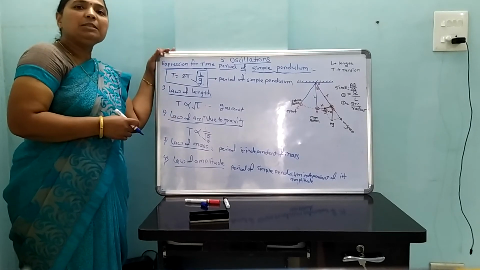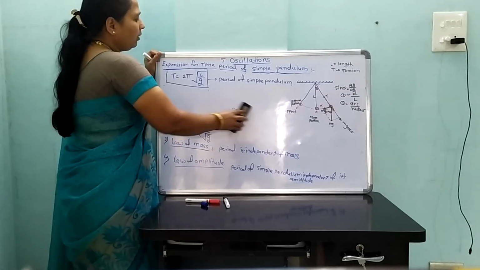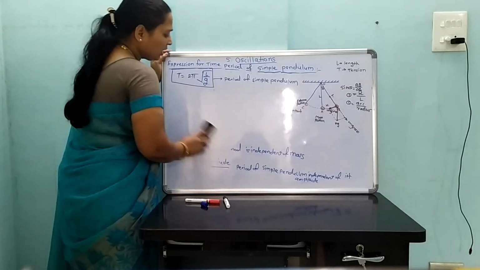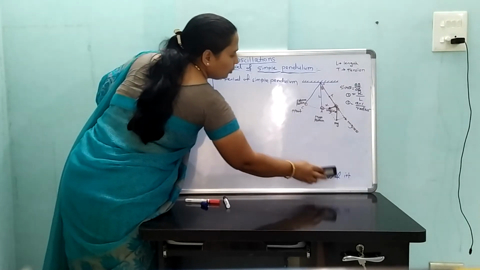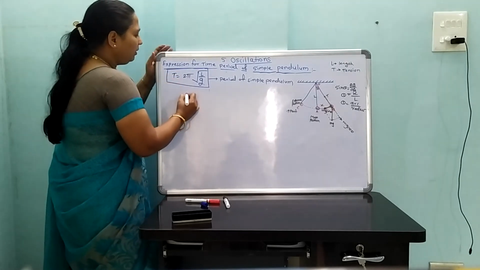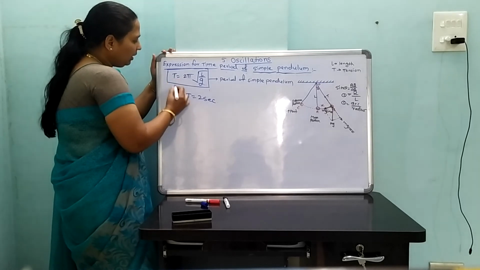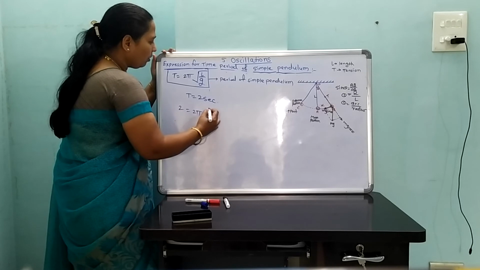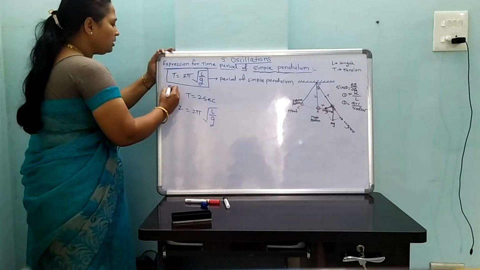What is meant by seconds pendulum? T is equal to 2 pi under root of L upon g. Seconds pendulum means the time period of a simple pendulum, T, is equal to 2 seconds. Therefore, T is equal to 2 seconds is equal to 2 pi under root of L upon g. We learn about seconds pendulum.